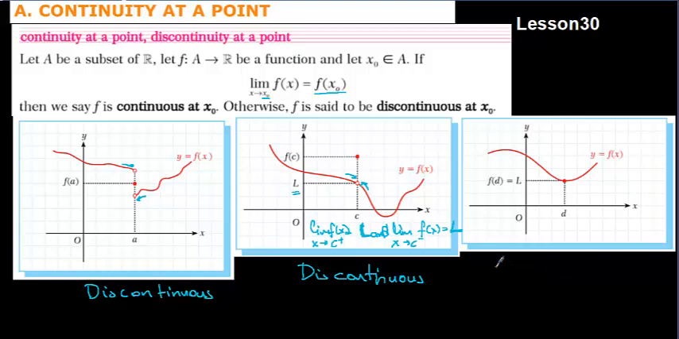The third one is continuous, because here the left-sided limit, the right-sided limit, and the function value at the point, as you see, are all equal to L. That's why it is continuous.